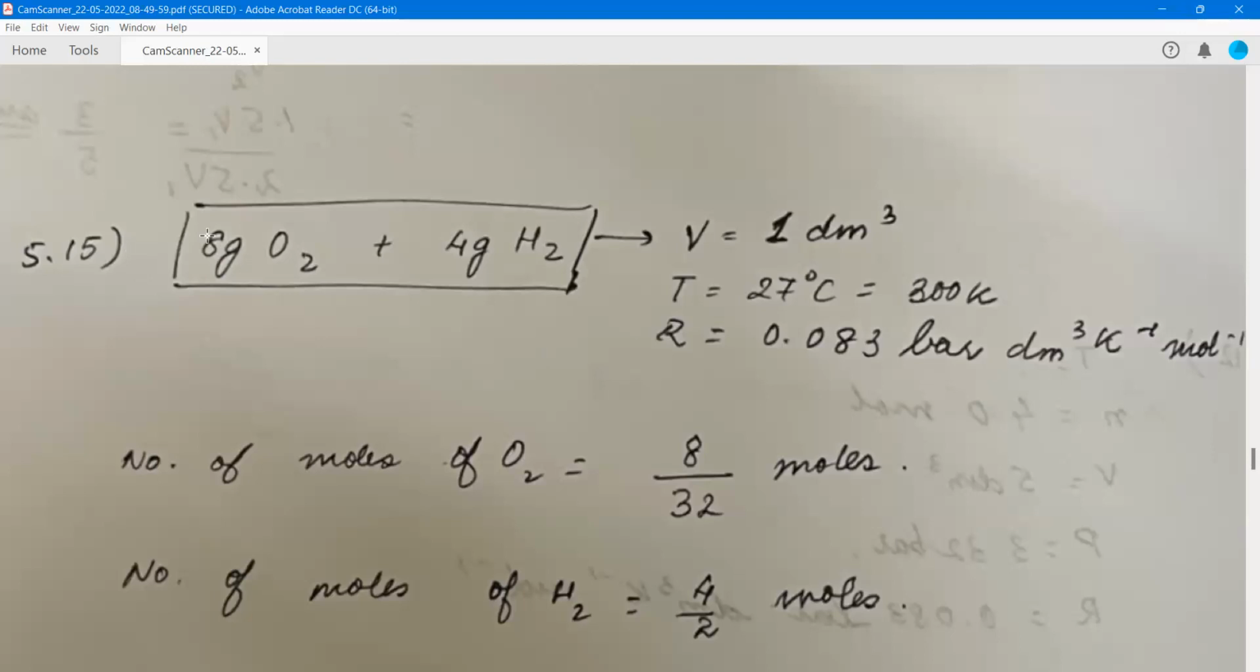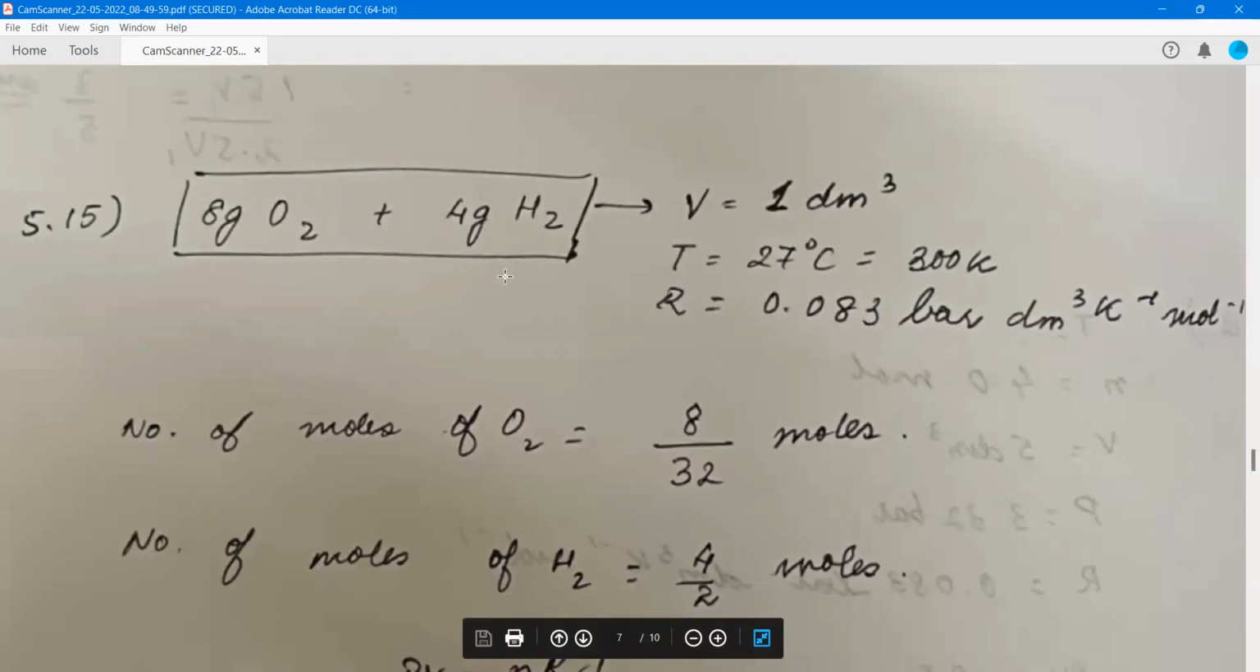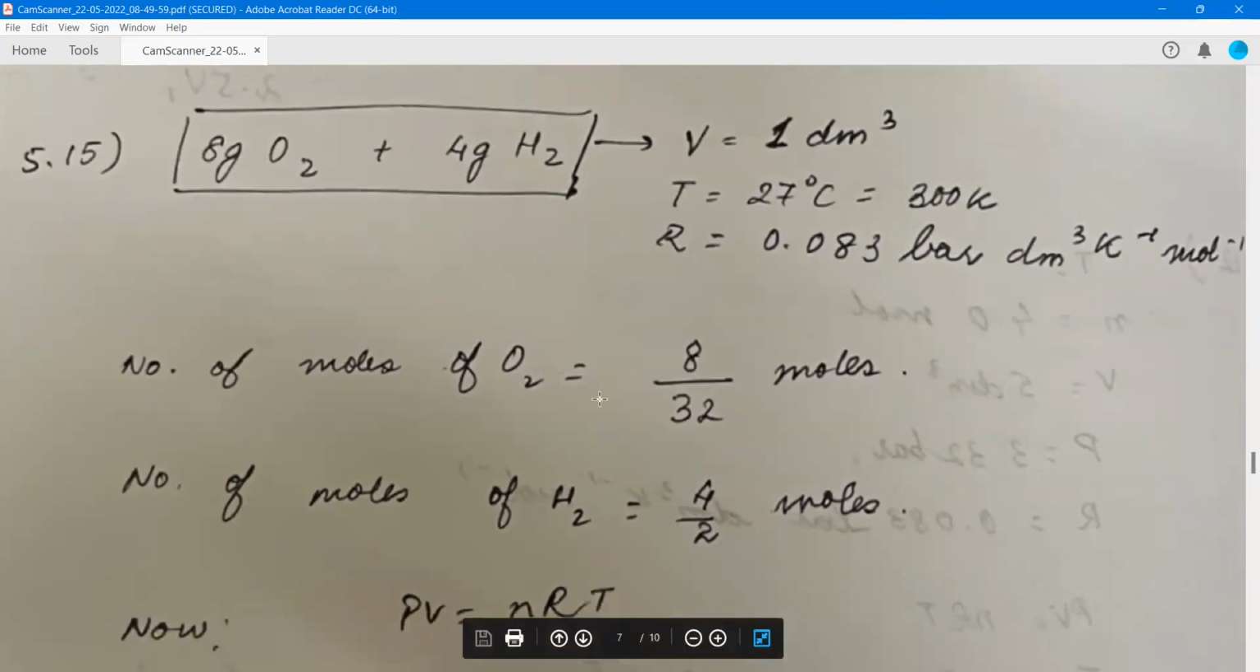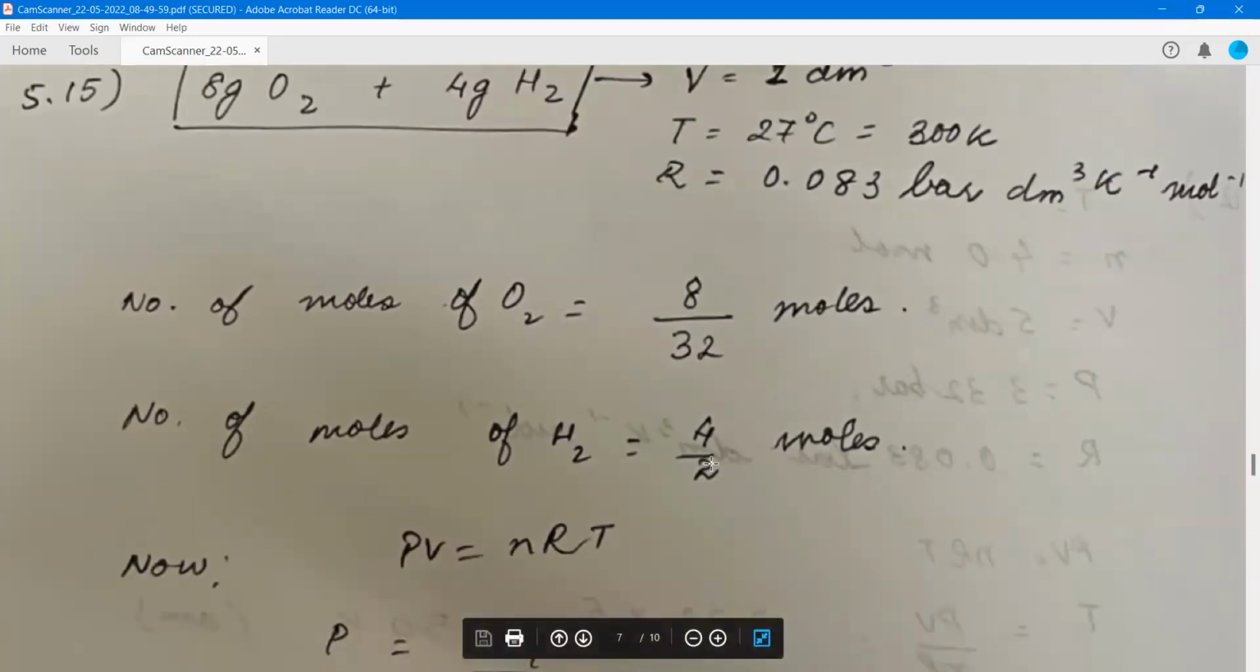You have 8 gram of oxygen and 4 gram of hydrogen. First you'll calculate the pressure exerted by 8 gram of oxygen, and after that we'll calculate the pressure exerted by 4 gram of hydrogen. First of all, we can convert gram to number of moles for each of dioxygen and hydrogen. The number of moles of oxygen is equal to mass upon molecular weight, so it is 8 upon 32 moles. Similarly for hydrogen, you'll have 4 upon 2.